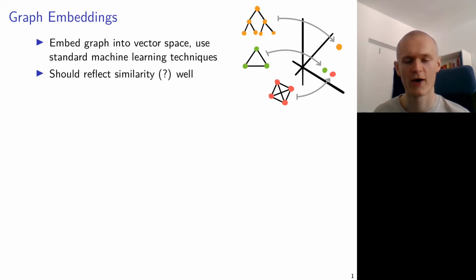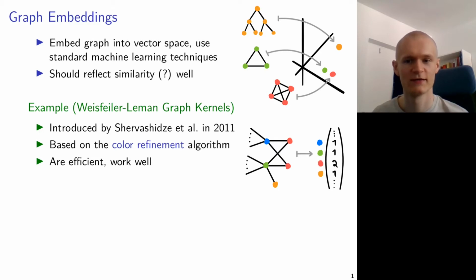However, as you notice, it's actually not really clear what it means for graphs to be similar. An example of such an embedding are the Weisfeiler-Leman graph kernels. These have been introduced a while back, and they are based on the color refinement algorithm. The color refinement algorithm computes a canonical coloring of the vertices of a graph, and then you can take these colors and embed the color counts into a vector.